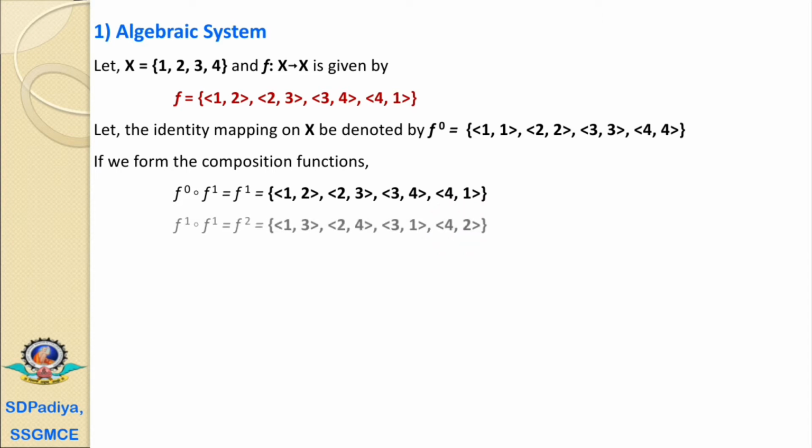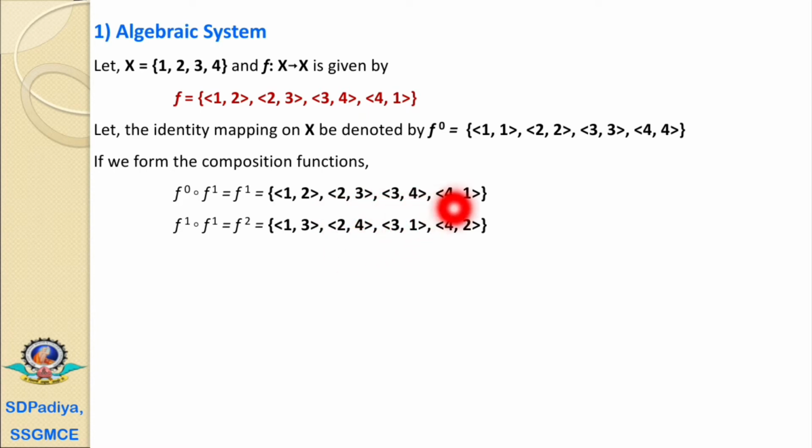If we again find the composition of f raised to power 1 with f raised to power 1, that is equal to f raised to power 2, it is f raised to power 1 composed with itself. Then we consider the first (1, 2) as xy and this (2, 3) as yz. That's why we have written (1, 3). For the second, if we consider (2, 3) as xy, then we can consider this third term as yz because the y of this and the y of this must be the same. Then (2, 3) and (3, 4), that's why we have written (2, 4).